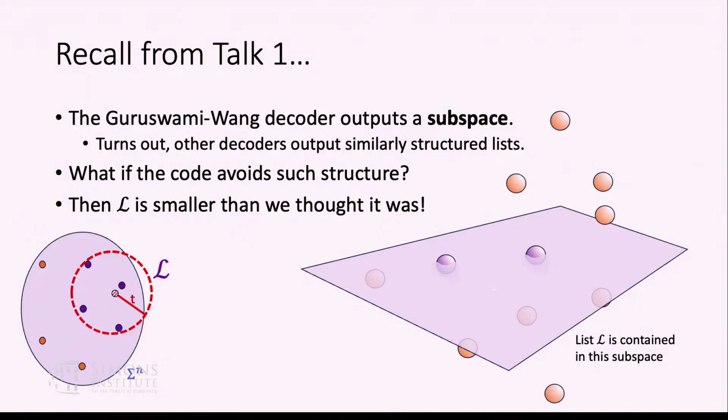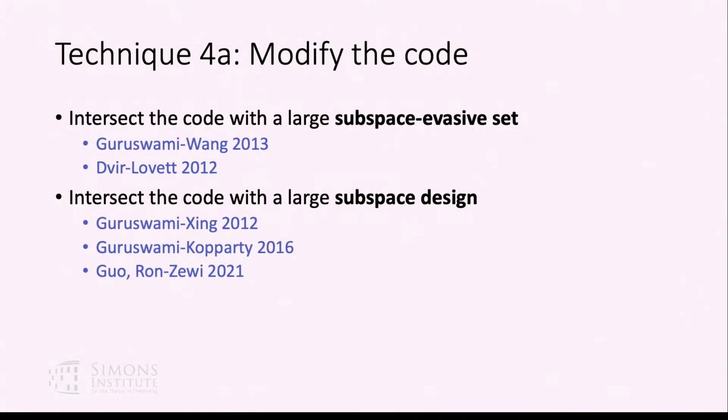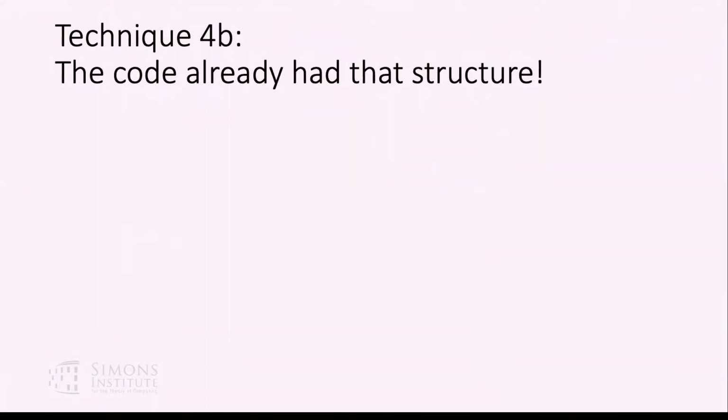So the first is that we can try to modify the code, like maybe intersect it with some subspace-based extent, something that avoids subspaces, or take advantage of some other more precise structure that the decoder gives us. And there are lots of works that have done that to very good effect. And then there's another version, which is actually we can assert that the codes that we were interested in themselves already had that structure. We don't even need to do anything to them.